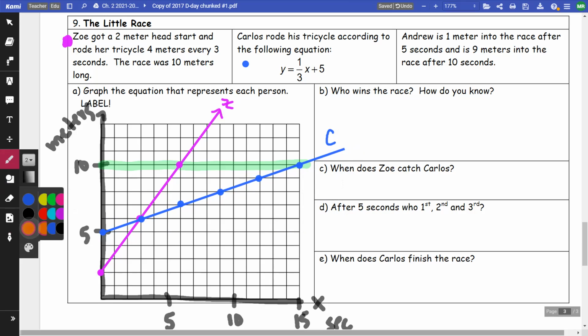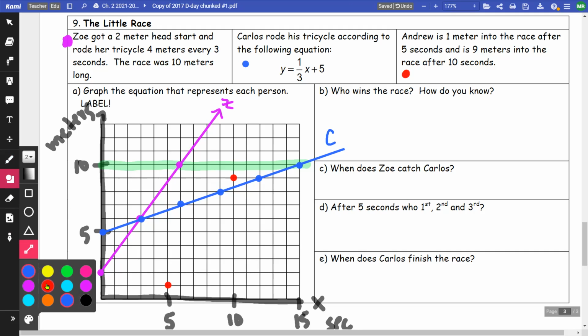Then we have Andrew. I'll do Andrew in, let's say, red. So Andrew is 1 meter into the race at 5 seconds. So I got to go to 5 seconds and then he's 1 meter right there. Okay, be careful. Don't go 1, 5. It's 1 meter. So this is meters and 5 seconds. And then 9 meters into the race after 10 seconds. So right here. And then I'm going to connect these. Okay, and that is Andrew.